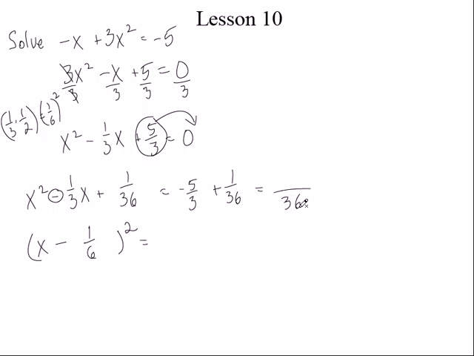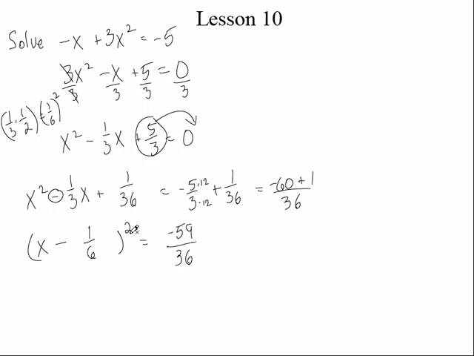Well, find a common denominator. 3 times 12 is 36. Do you agree? So I go negative 5 times 12, which is negative 60, plus 1, because that's already a 36. What's negative 60 plus 1? It's negative 59 over 36. It's just fractions, right? That's all it is. It's not that big of a deal.